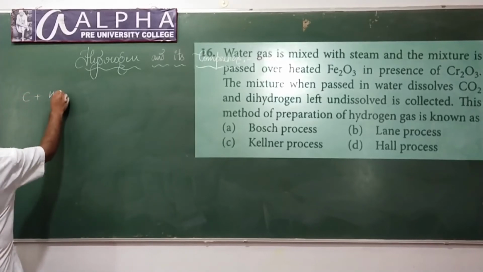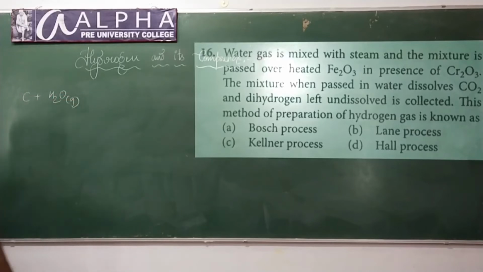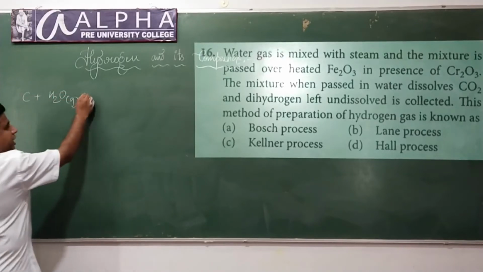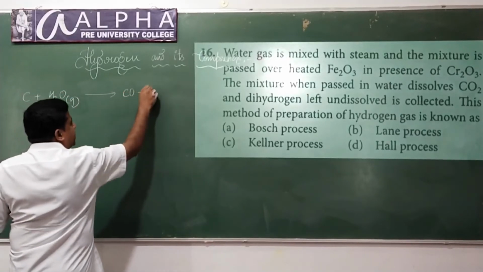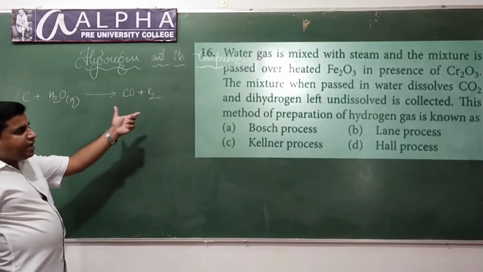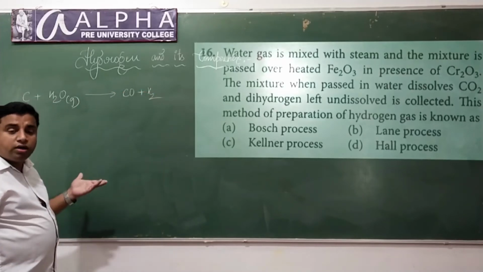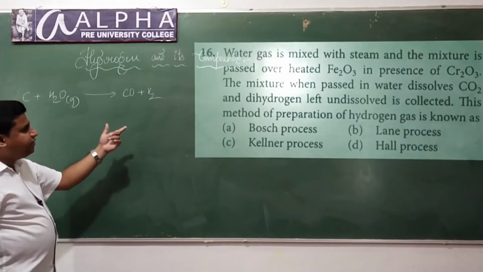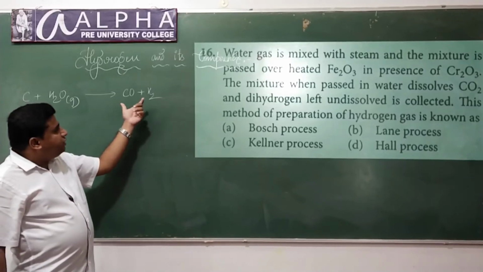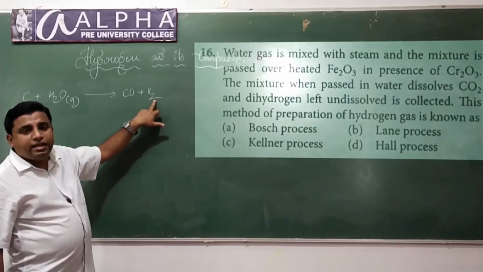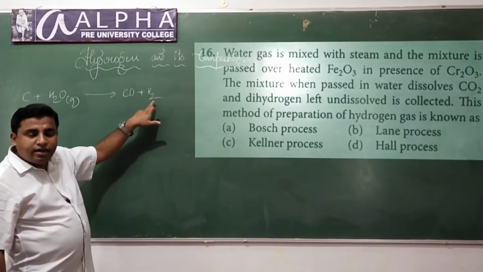When steam is passed over red hot coke, it will give a mixture of carbon monoxide and hydrogen. This is called syn gas and the reaction is called coal gasification. In this reaction, the yield of hydrogen is very less.